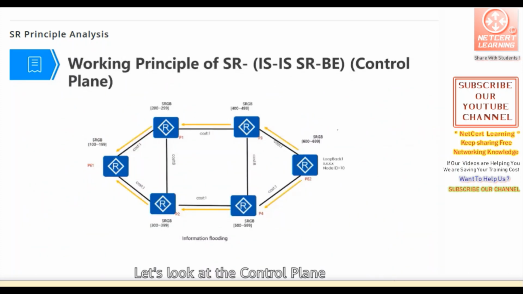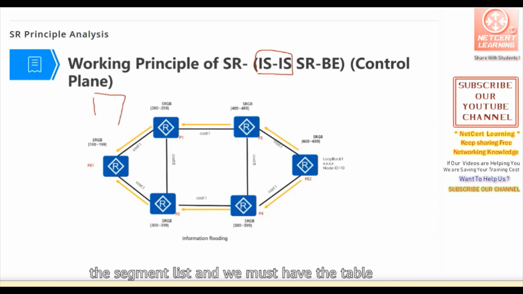And now let's look at the control plane of SR. For the control plane, we need to use ISIS, the extended ISIS protocol. So how does it work? For the forwarding plane, just now we saw that if one source wants to go to some destination, we must have a segment list, right? And we must have the table. So how can we learn this list? How can we learn those node IDs or adjacency IDs?